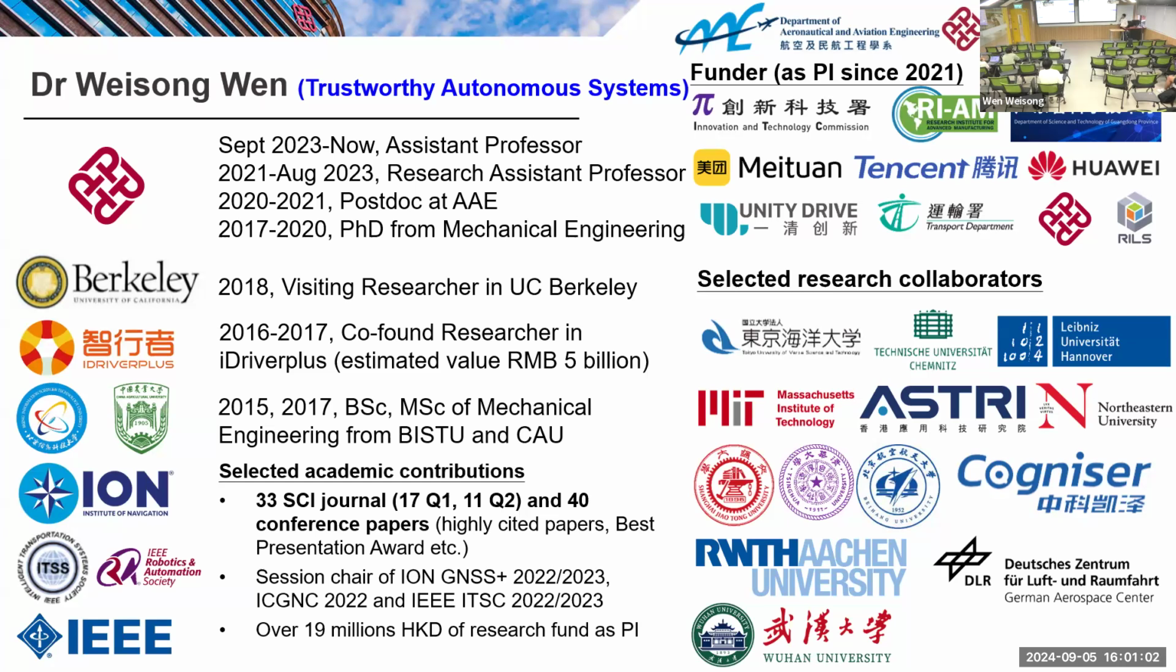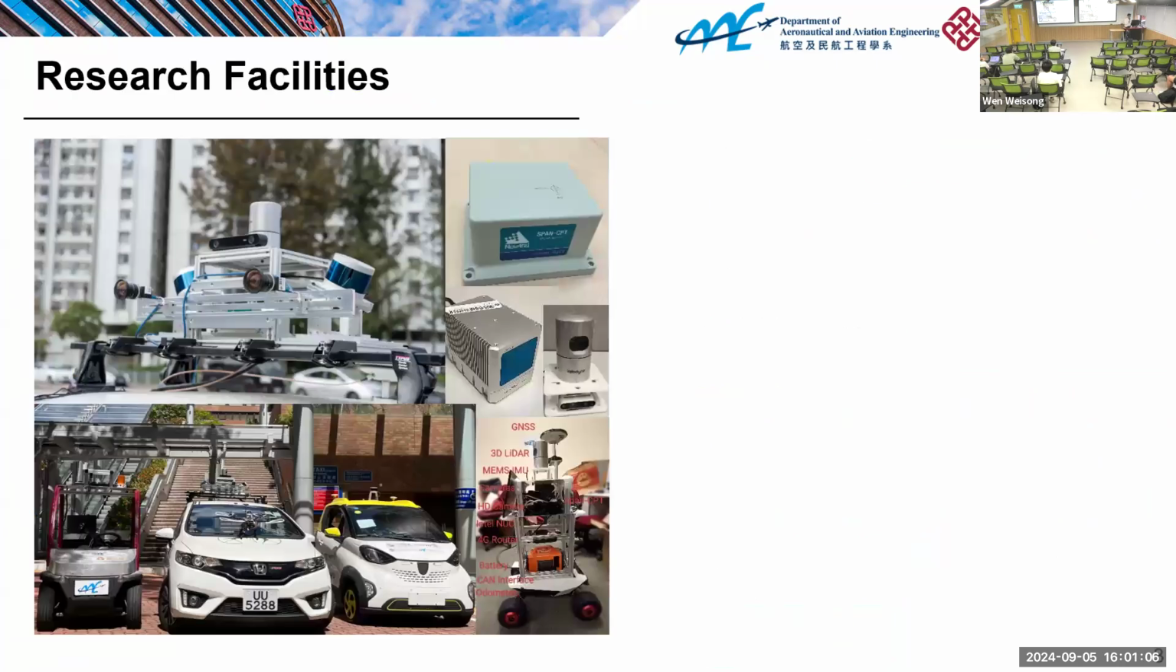So my keywords is navigation and autonomous systems. That's roughly about me. So those are the research facilities. I mean, we're working on the cars, on the drones. So if you have interest in research like autonomous systems, like cars and drones, feel free to join us, maybe drop an email to me to see if you can collaborate or not.